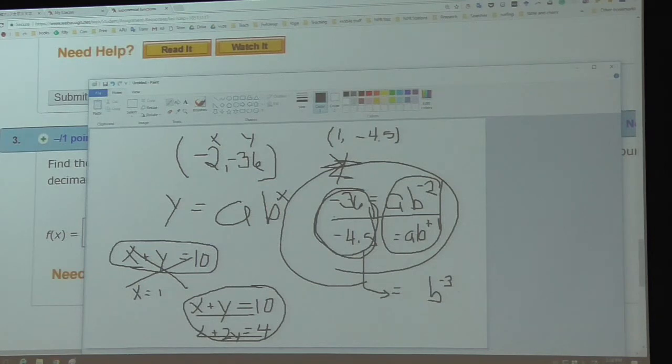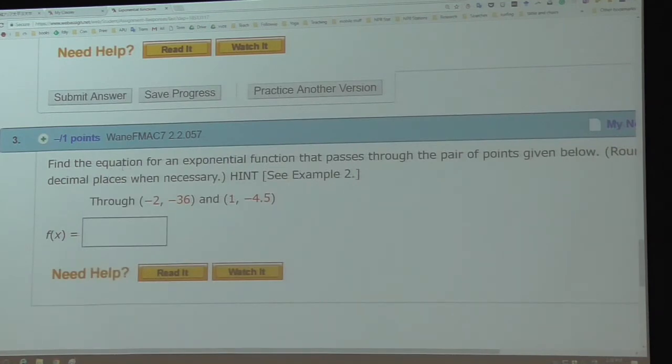Once we figure out what b is, then we can also take either one of the two original equations and figure out what a should be. Then we get the a and the b, and then we know the answer. So the question was, find the equation for an exponential function that passes through these 2 points. We should be able to give that. So I'll let you finish that yourself.